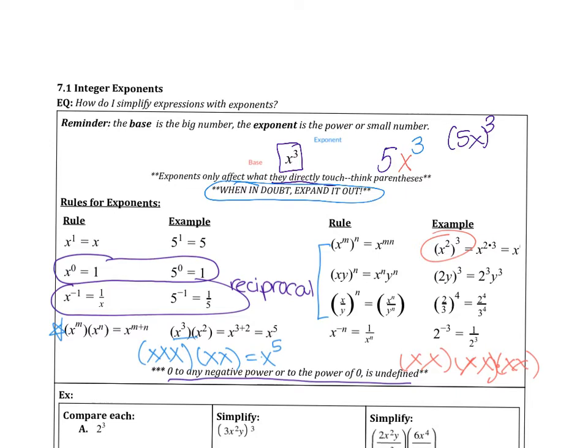And then I can count how many x's I have. I have 2, 4, 6 x's total. So that should give me, and this is cut off in my notes, x to the 6th power.